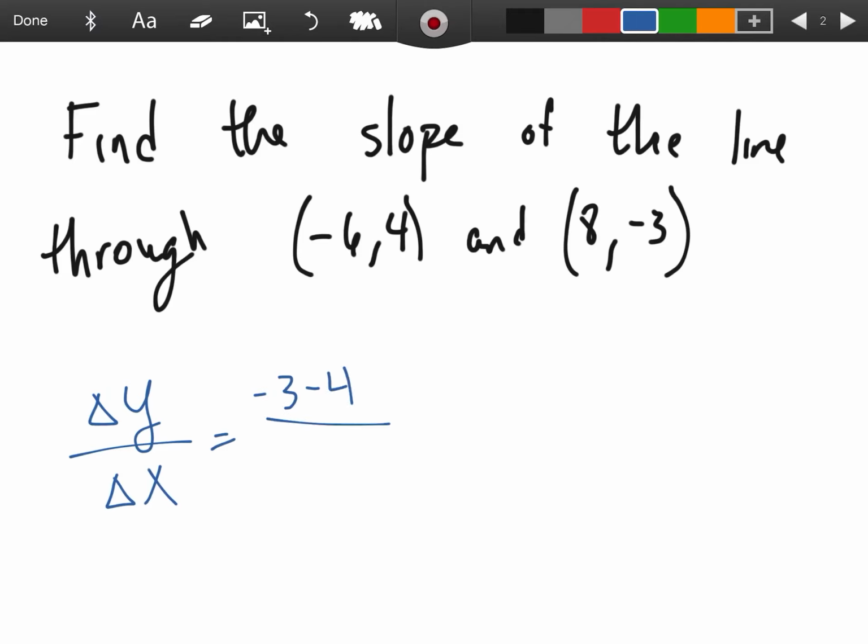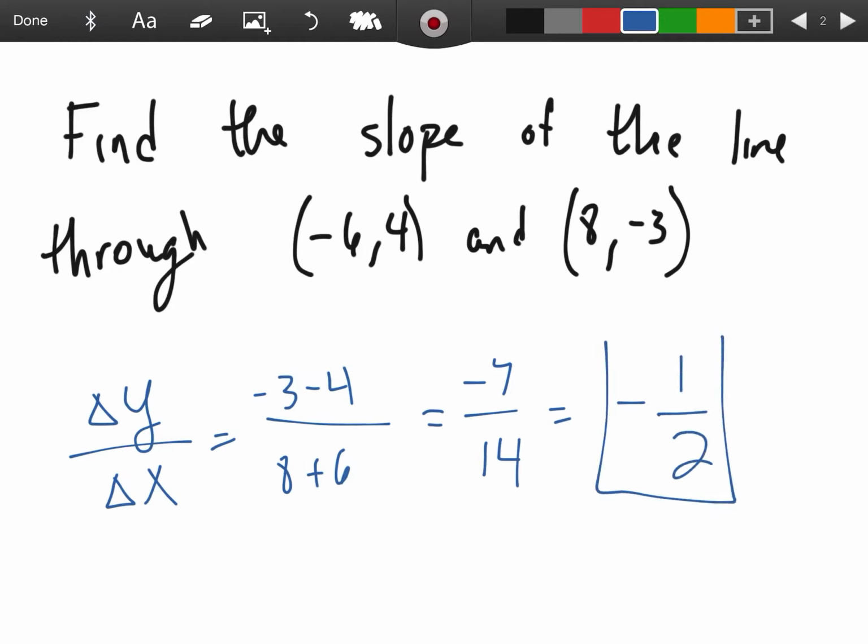And because I started with that negative 3 value, I need to start with 8 in the denominator. So 8 minus a negative 6, that's just plus 6. I get negative 7 over 14. Obviously, I can simplify that to negative 1/2. So negative 1/2, that is going to be my slope of the line that passes through those 2 points.